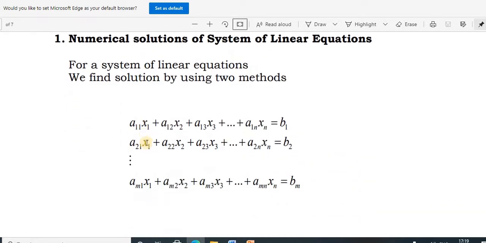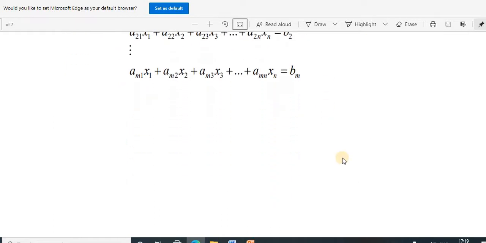So, numerical solution for a system of equations. We are familiar with the system of linear equations. M equations in n unknowns are given as a11x1 plus a12x2 plus a13x3 plus and so on up to a1nxn is equal to b1; a21x1 plus a22x2 plus a23x3 plus a2nxn is equal to b2; and am1x1 plus am2x2 plus am3x3 and so on, amnxn is equal to bm. This is a system of m equations in n unknowns.